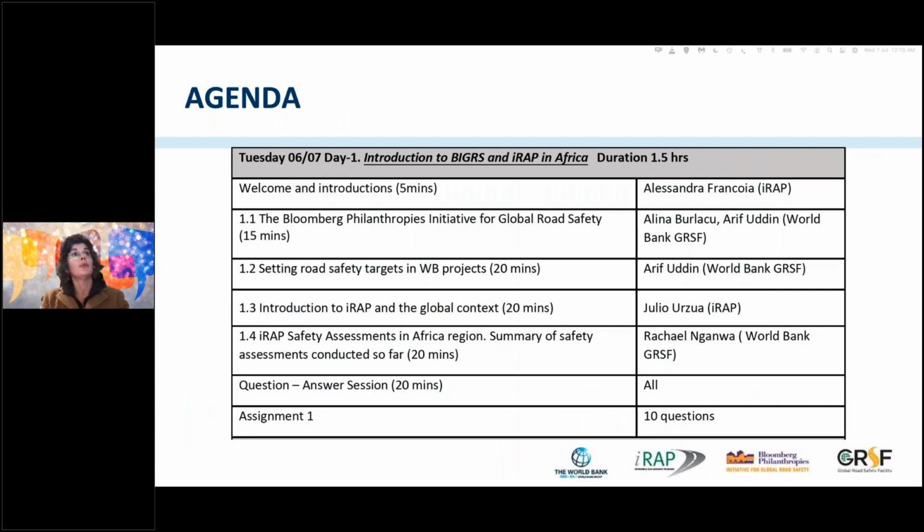The agenda for today: we have this welcome and introductions, and Alina will present the Bloomberg Philanthropies Initiative for Global Road Safety. Next, we also have iRAP presenting setting road safety targets in World Bank projects. Julio will present the introduction to iRAP and the global context. And Rachel will conclude, presenting the iRAP safety assessments in Africa region, a summary of road safety assessments conducted so far. After each presentation, we'll have time for questions.